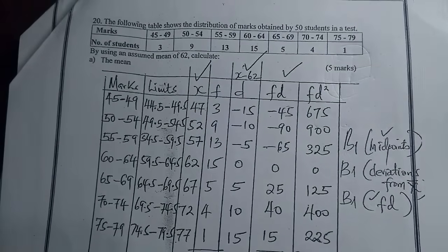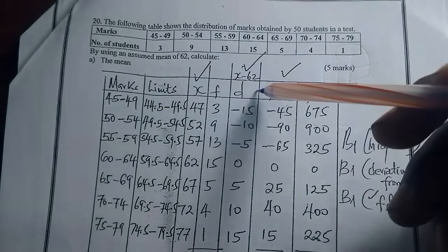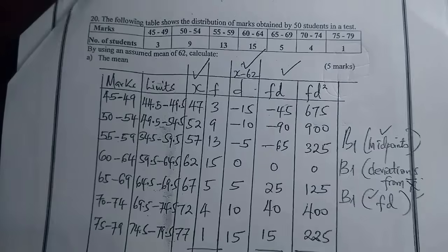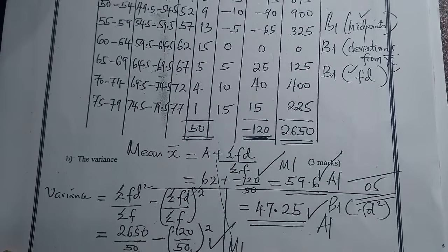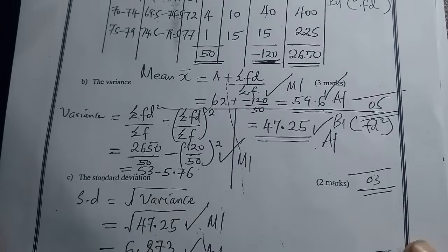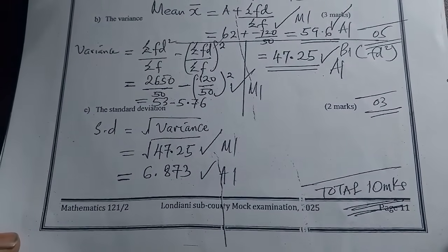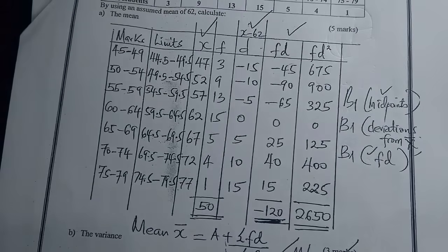Make sure you use the assumed mean provided. Do not use your own, otherwise you get 0. So I know you know how to calculate the variance and the standard deviation. I've given you the marking scheme so that you can try at your own time.